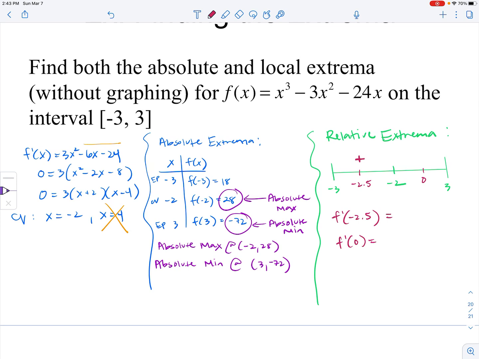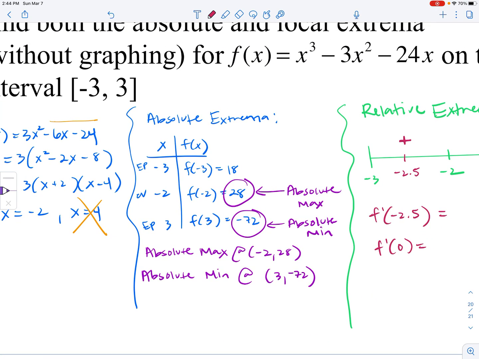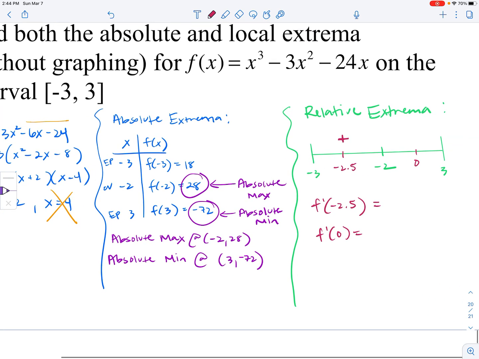Okay, and then f prime of 0, that's an easy one to see. And remember, I just need the sign, so I kind of reasoned it out plugging the negative 2.5 in. I thought about plugging into the factored version, actually. And I know that negative 2.5 plus 2, I still have a negative, and then negative 2.5 minus 4 is a negative, and a negative times a negative is a positive. F prime of 0 would be negative 24. That's easy to see, so it goes to negative.